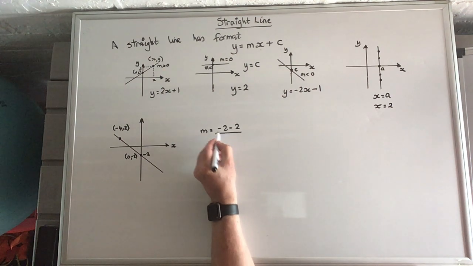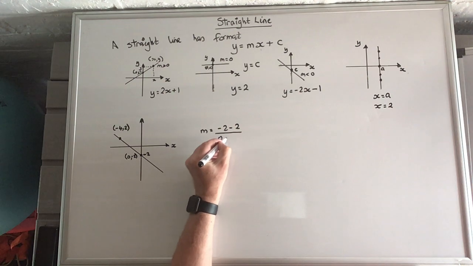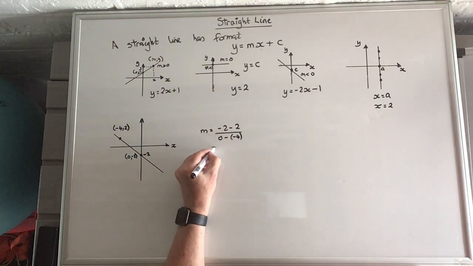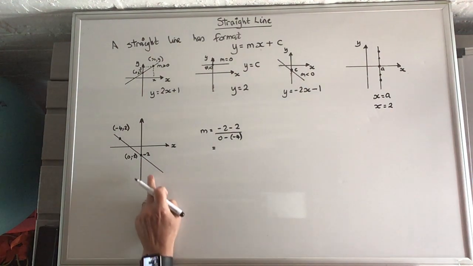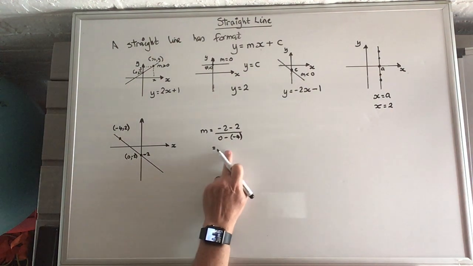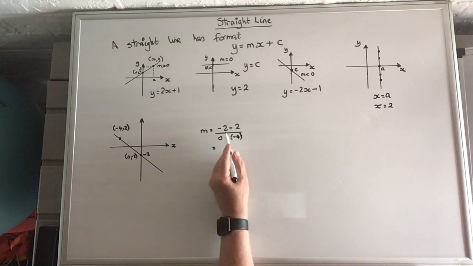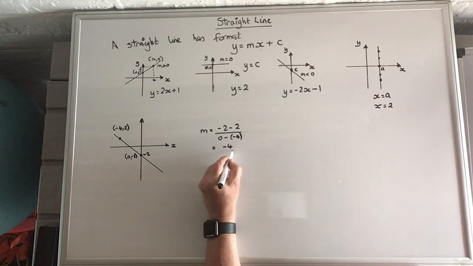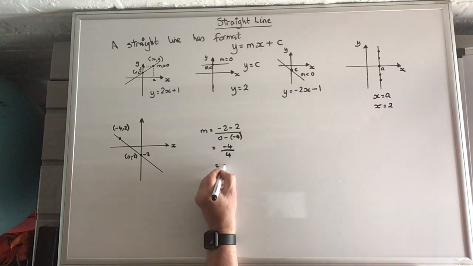over x2, which is 0, minus 4. So lots of negatives flying about. But before we get an answer to this, we know that this gradient here is negative, so our answer has to be negative. And if we don't get a negative answer here, we've made a mistake. We'd have to go back and see what the mistake is. But minus 2 minus another 2 is minus 4. 0 minus minus 4 is positive 4. So negative 4 divided by 4 is negative 1.